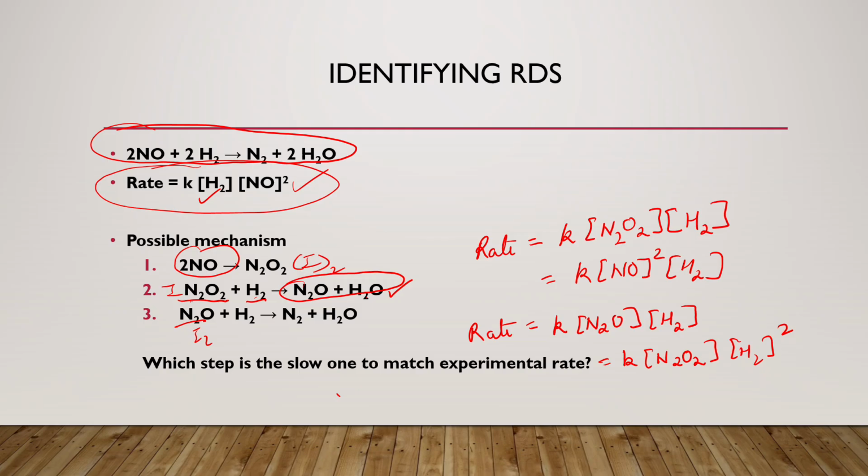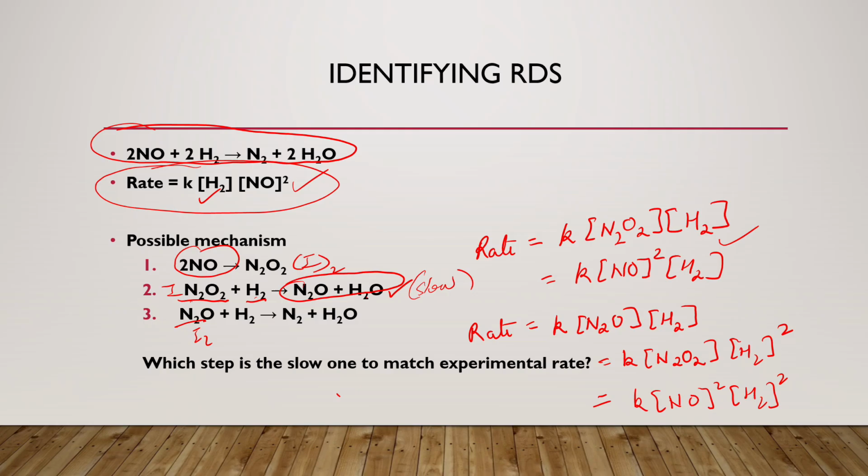But N2O2 is also an intermediate, so this cannot be the rate equation. So what is N2O2 created from? It's created from 2NO. So this becomes K times NO raised to the power 2 times H2 raised to the power 2, which is clearly not what the rate equation is. So we have proved not only using method of elimination but also by logical deduction as to why the second step had to be the slow step in the overall proposed mechanism.